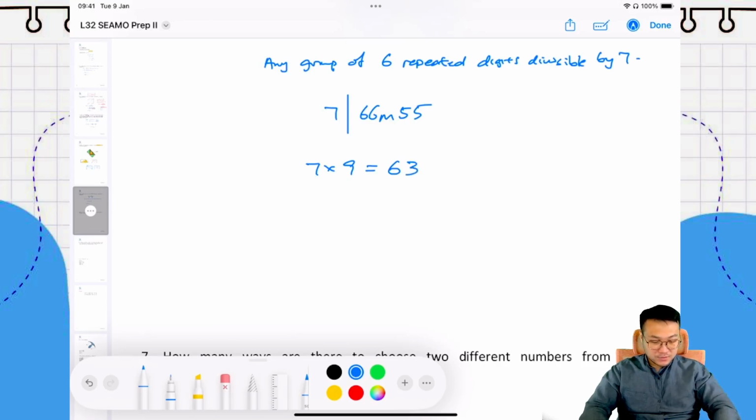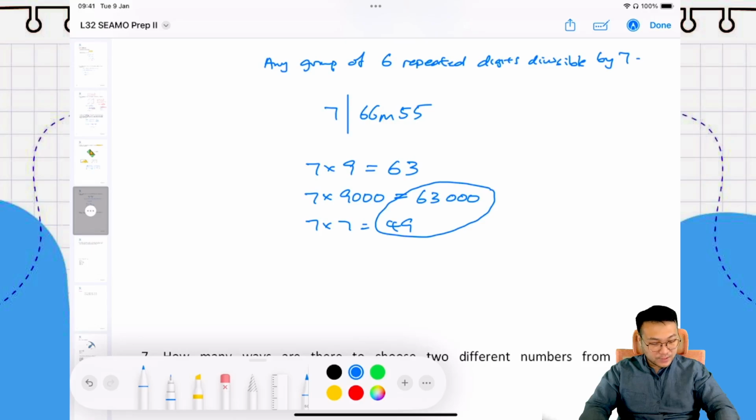If 7 times 9 is 63, that means 7 times 9,000 is 63,000. Do you notice that you have 66,000 here? Okay, one more thing. 7 times 7 equals 49. Do you notice that there's 55 here? So what am I going to do? 7 times 7 is 49, right? That means if you add 63,000 plus 49, you get 63049. Now you know that this is definitely divisible by 7. Okay? 63049 is divisible by 7.